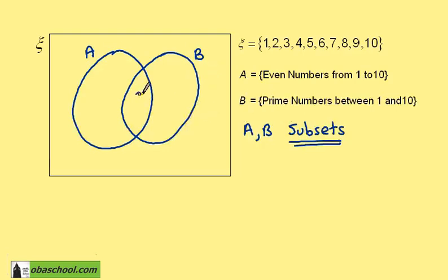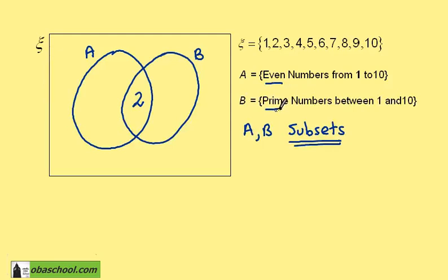If we consider these, we can see that 2 is in both sets, since it is even and prime, and therefore 2 goes in the intersection between the two sets, and you can see the 2 is both within the A ring and the B ring.